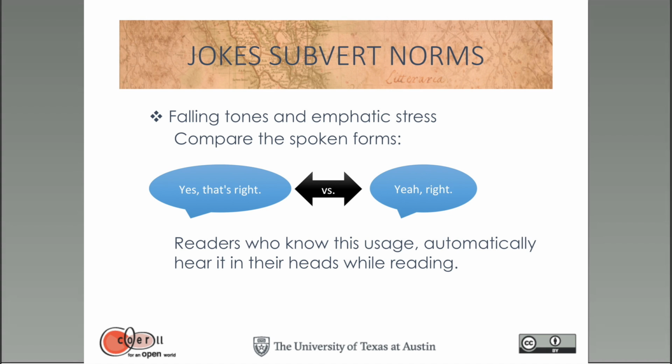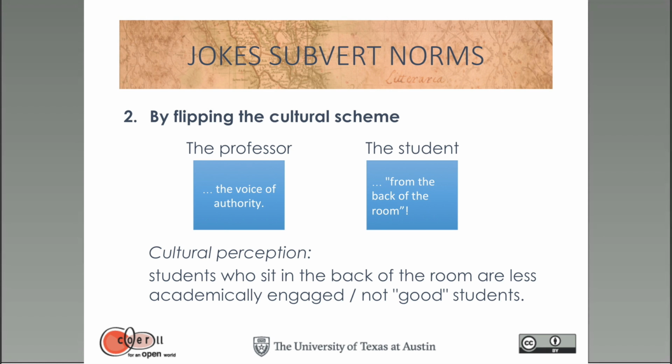Now, another way that jokes subvert norms is by flipping the cultural scheme. We have the professor who's supposed to be the voice of authority, but here it's the student, and worse, a student from the back of the room. And this was brought up by several folks in the conversation. The cultural perception, at least within the United States, is that students who sit in the back of the room are less academically engaged or not particularly good students. So the fact that it is the student from the back of the room who is, in fact, more astute than the professor is a complete subversion of that paradigm.